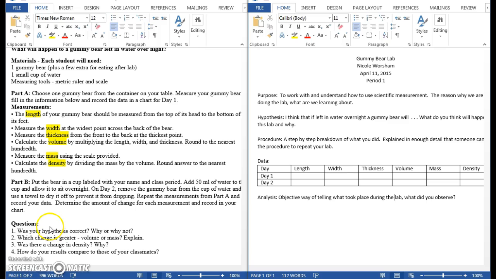And then you'll notice somewhere here the questions. Was your hypothesis correct? Why or why not? That doesn't really sound objective. I mean, it could be objective, but I think we could put that in our next section, which is going to be our conclusion. Which change is greater, volume or mass? And explain. That would be something you could put in analysis. Was there a change in density? That would probably be something you put in analysis, but the why would probably go in a conclusion. And then how do your results compare to those of your classmates? That might be able to be put in analysis as well, but since you'll be comparing after all this, I would put that in conclusion as well.